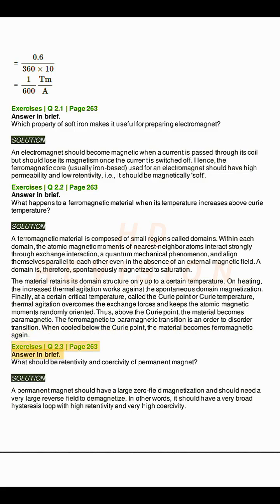Exercises Q2.3, page 263. Answer in brief. What should be the retentivity and coercivity of a permanent magnet? Solution: A permanent magnet should have a large zero-field magnetization and should need a very large reverse field to demagnetize. In other words, it should have a very broad hysteresis loop with high retentivity and very high coercivity.